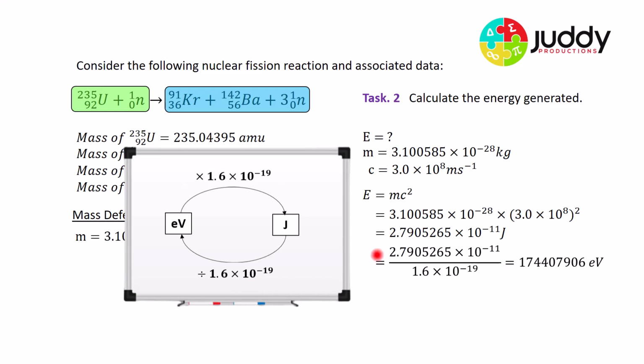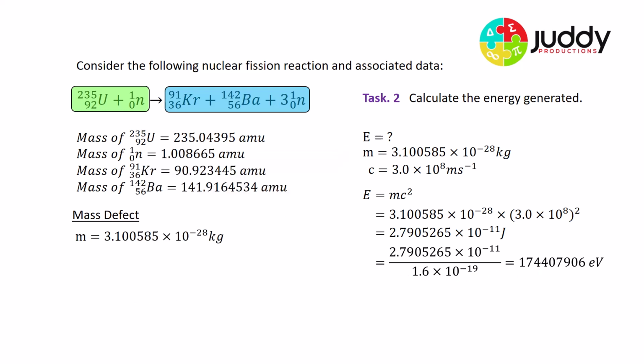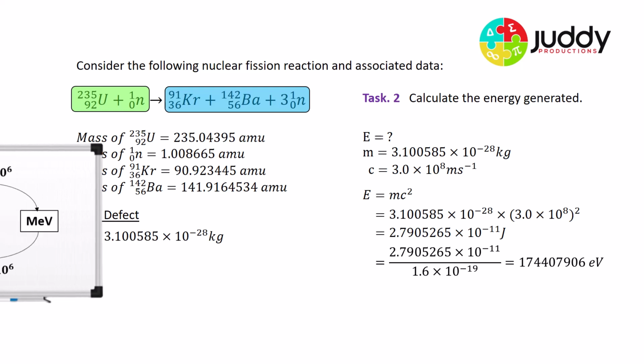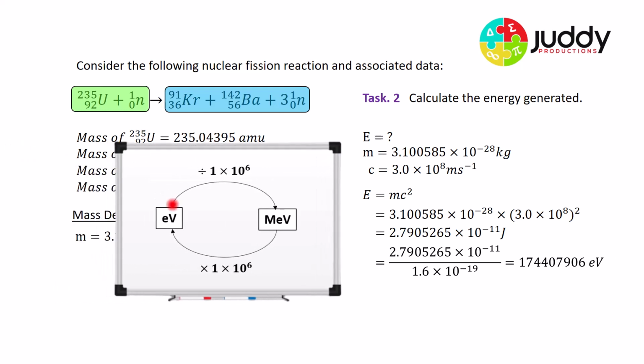So we take our energy in joules of 2.7905265 by 10 to the negative 11 and divide it by 1.6 by 10 to the negative 19, and that gives us an answer of 1744.07906 electron volts. Again, we're asked to calculate the energy in mega electron volts, so we now need to convert electron volts into mega electron volts. To do this, we take our energy in electron volts and we divide it by a million.